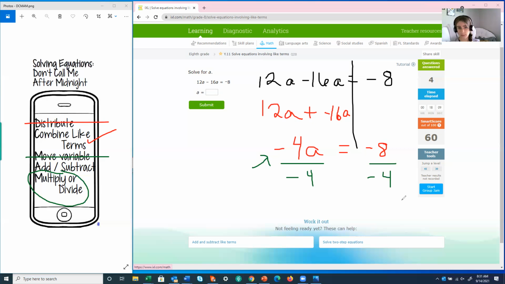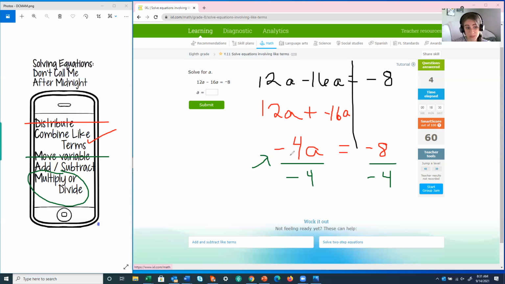So a positive times a positive is a positive. A negative times a negative is a positive. Then if they have different signs, your answer will always be negative. So for multiplication and division, same sign, your answer will be positive. Different signs, your answer will be negative.